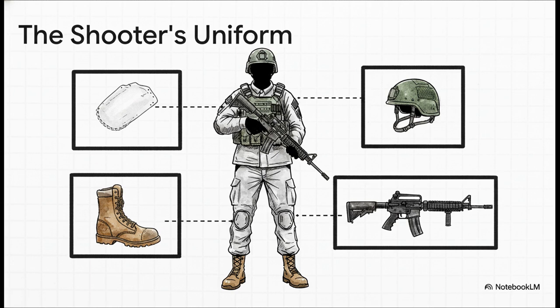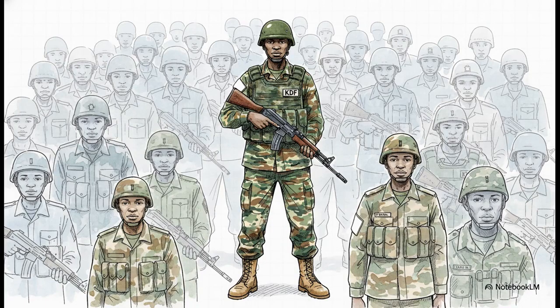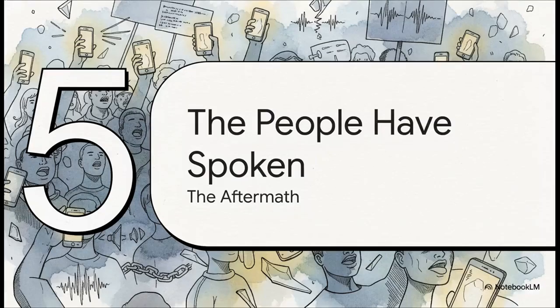The key here is that these details together created a unique visual signature, almost like a fingerprint. So after combing through over 150 images and videos taken within just minutes of the shooting, investigators found that only one person on the scene matched all 4 of those criteria. And his uniform and badge identified him not as a police officer, but as a soldier from the Kenyan Defense Forces, the KDF.